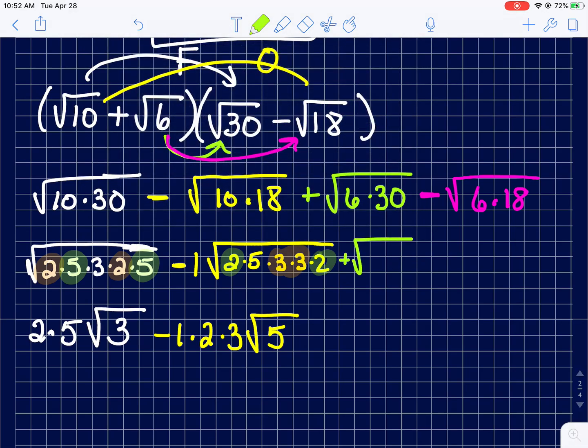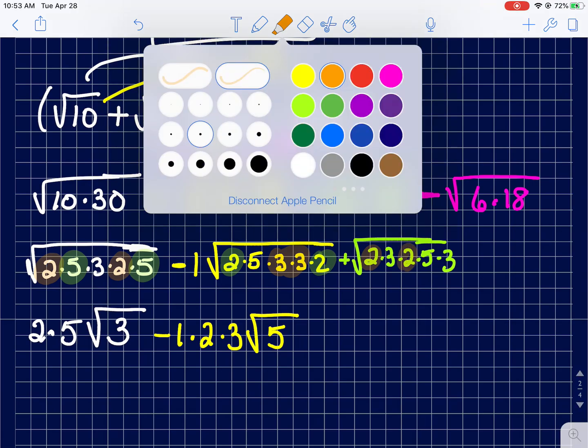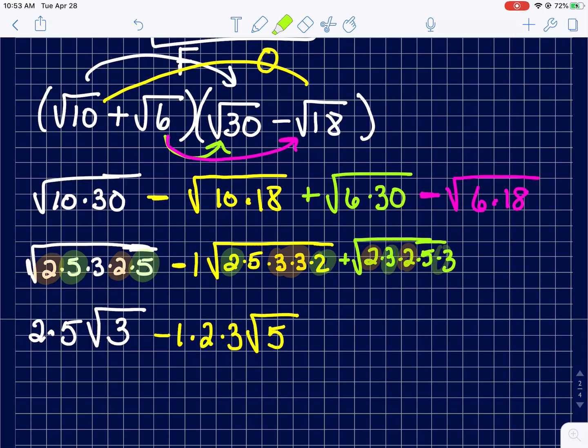Okay, inside that, we have a 6. See, I'm running out of room. 2 times 3 times 2 times 5 times 3. So coming out of that, we have a set of 2's and a set of 3's. And so on the outside, we're going to have a 2 times 3 root 5. And then our last one, remember we have a negative 1 on the outside.